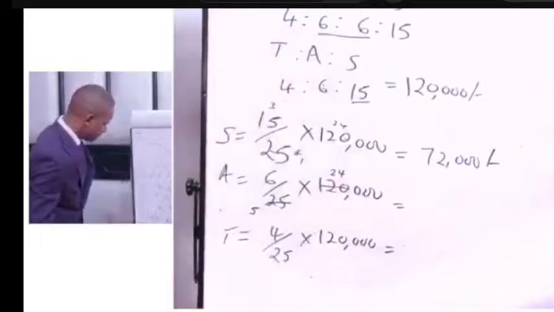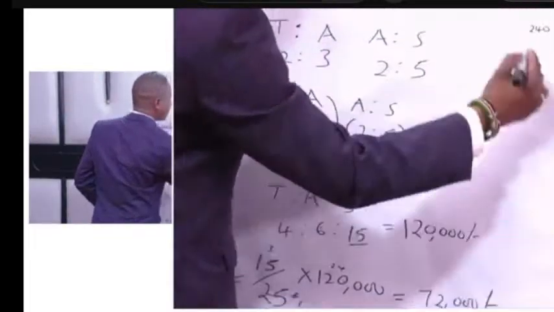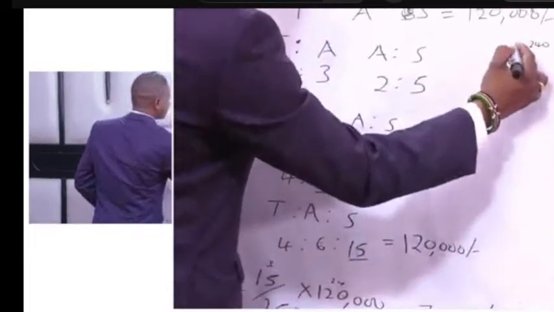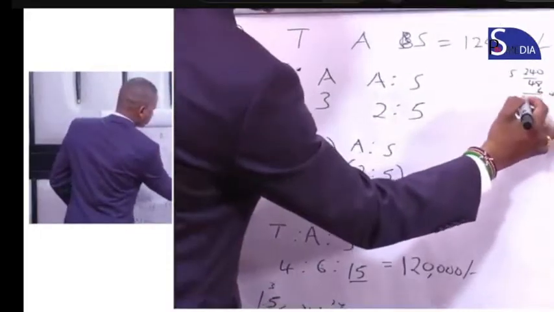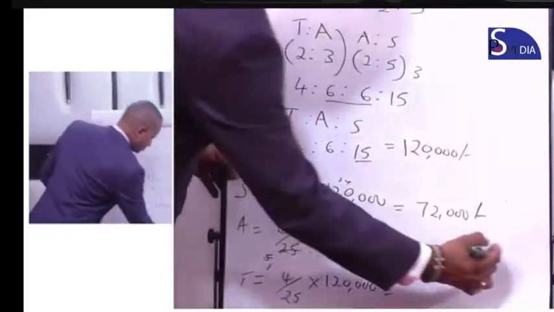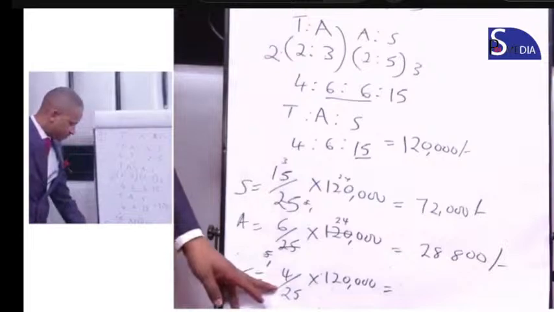What about 120? 40. You just use a calculator. This is a simple thing. This is 48, 34, 24,800.